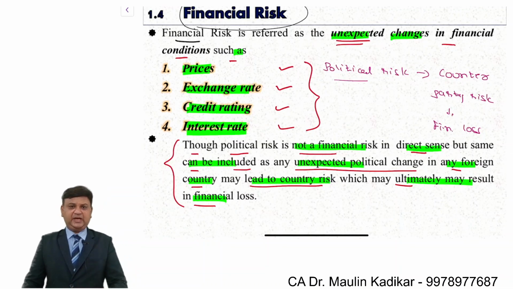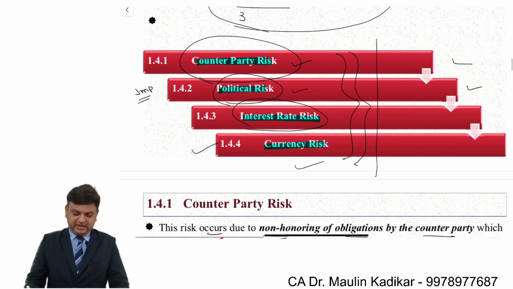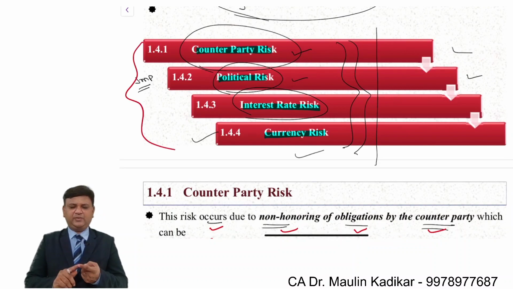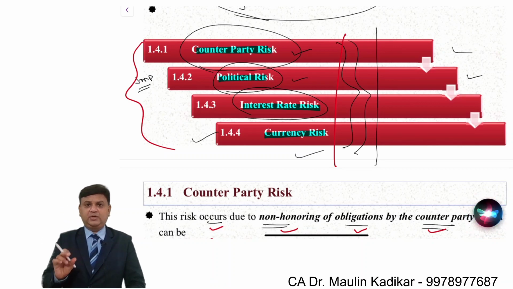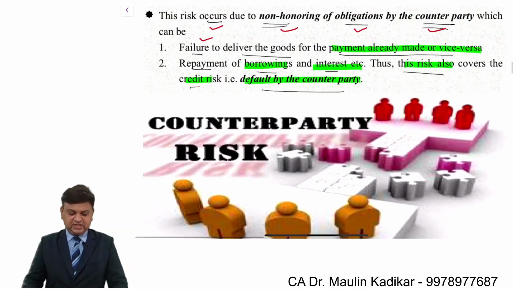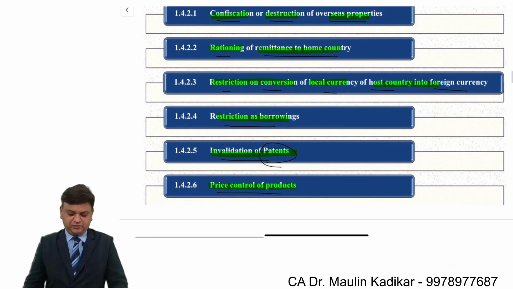Financial risk is the most important for this chapter, and this is what I recently discussed with you. Prices, exchange rate, credit rating and interest rate: these things are changing, and they have divided it like this: counterparty risk, political risk, interest rate risk and currency risk. As I have told you a number of times earlier, these head points are extremely important. Recently I have explained all these things to you, we have gone through all these four risks.